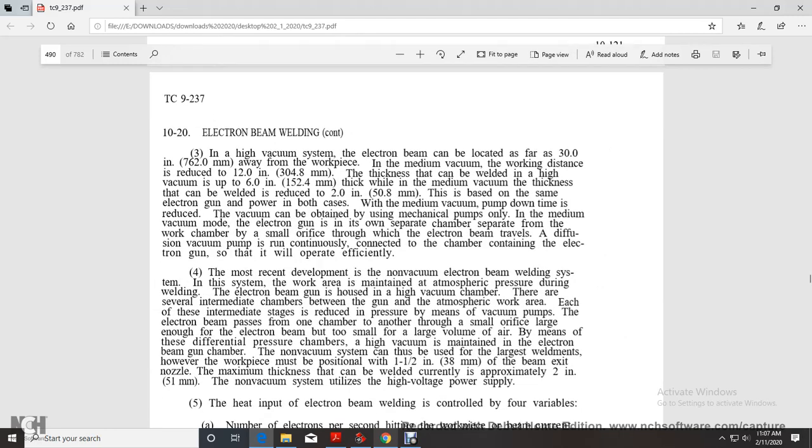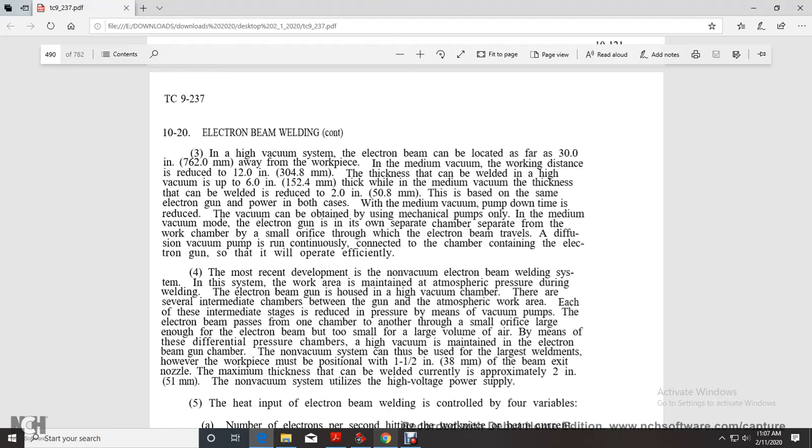In a high vacuum system, the electron gun can be located up to 30 inches from the workpiece. With a medium vacuum, the work distance is reduced to 12 inches. The thickness that can be welded in a high vacuum is up to 6 inches, while in a medium vacuum the thickness that can be welded is reduced to 2 inches, based on the same electron gun power source. With a medium vacuum, pump down time is reduced. The vacuum can be attained with mechanical pumps only.